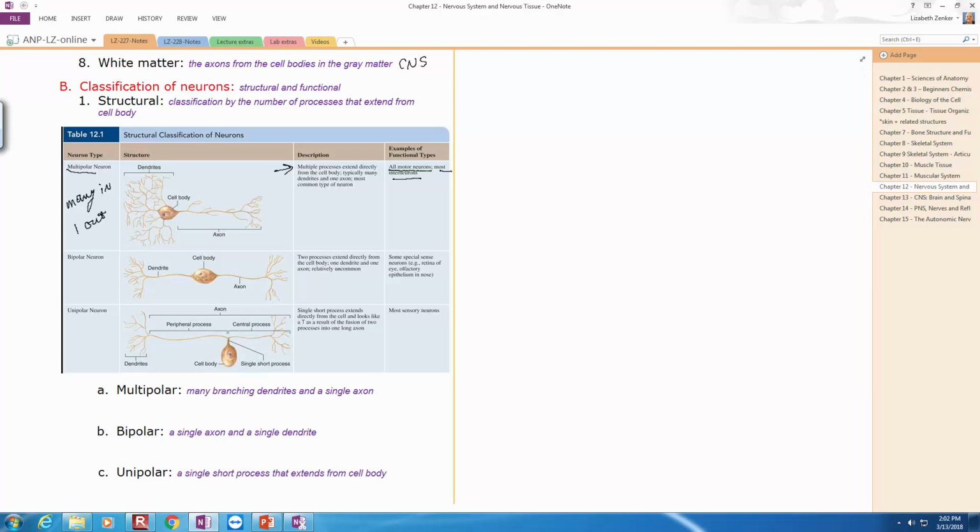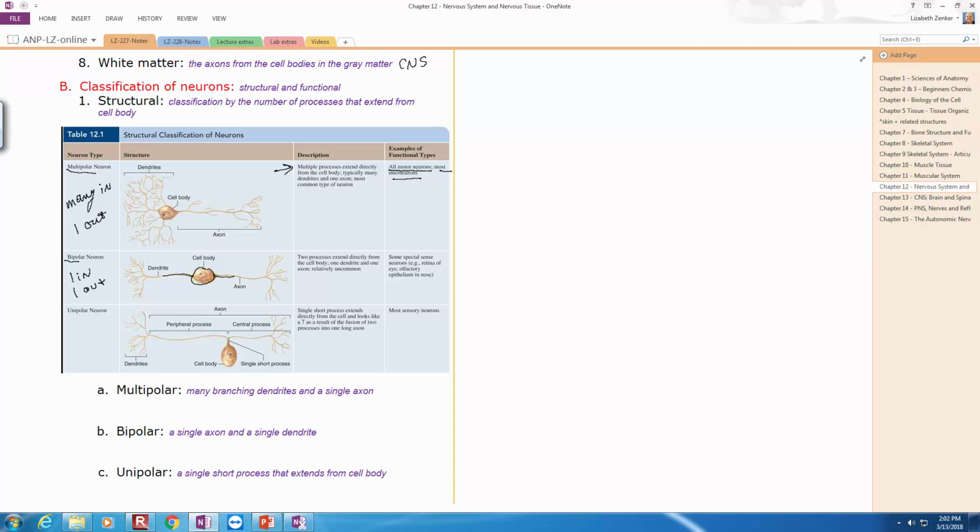If we look at the bipolar neuron, so that is a single axon and a single dendrite. So bipolar, can you see the cell body in the middle and you have one dendrite end, one axon end? Okay, so this is saying if there's one dendrite, how many is coming in? One in and one out, right? One on the input side, one on the output side. Okay, so it says two processes extend directly from the center of the body, one dendrite and one axon, relatively uncommon. So we don't see a lot of bipolar neurons.